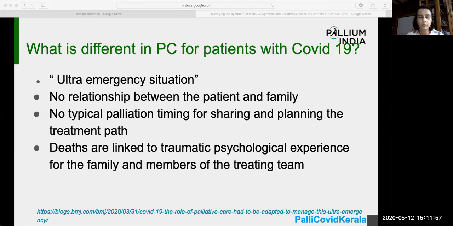All the blogs that have been written by the physicians or the healthcare providers tell about the speed with which things are changing, where the patient or the family doesn't have enough time to come to terms with the situation. The physicians themselves don't have the time to actually accept the fact that the patient is dying, because things change pretty quickly. So the time for the conversations, everything, is pretty shortened.